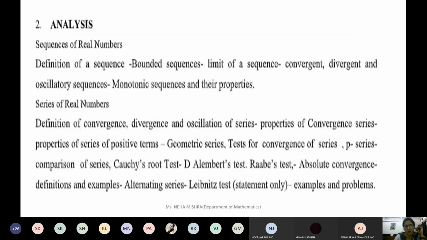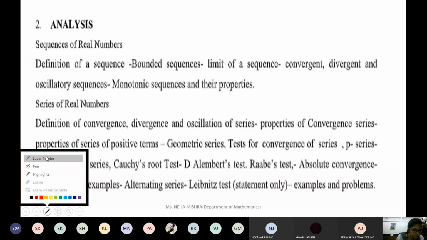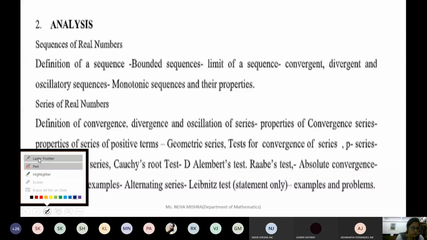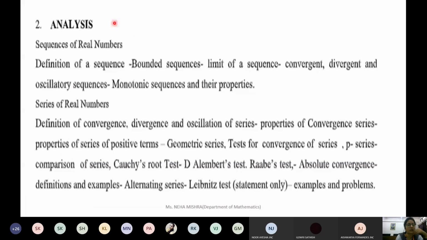So first, let's see what are the portions that we have for this semester. Actually, this I was supposed to share on the first day itself, but I missed this part, so I'm sharing it now. So see, sequence of real numbers, we have already finished, right? Yes, ma'am.